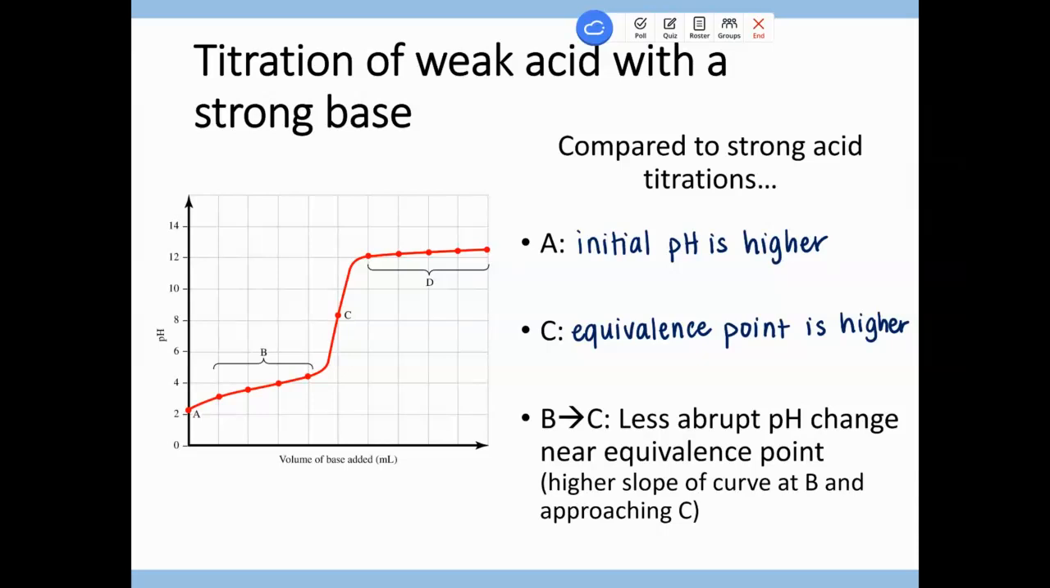And then another difference is that we have a less abrupt pH change near the equivalence point. In parentheses, the slope here in the B region is higher, so that when the equivalence point is reached, it's a less vertical line, I suppose. So the slope there is a little bit higher.